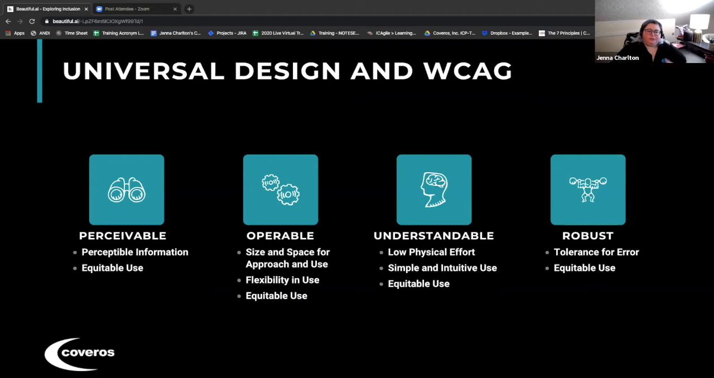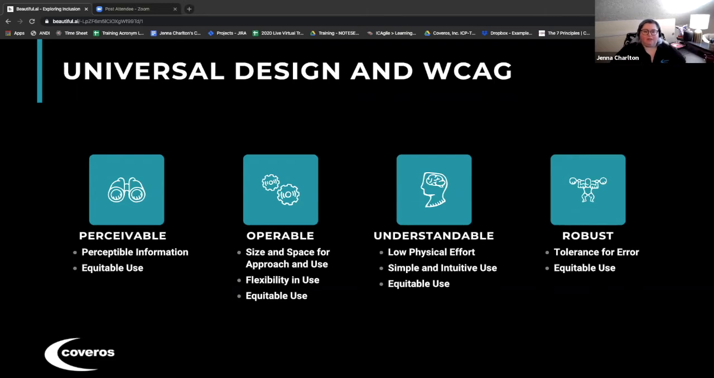So if we look at the first principle of WCAG, which is perceivable, and by the way, we shorten the 4 principles of WCAG to POUR: perceivable, operable, understandable, and robust. So under perceivable, we have perceptible information. They align straight to each other. And I've put down here at the end of all of them equitable use, because equitable use is the heart of WCAG and it's the heart of universal design.